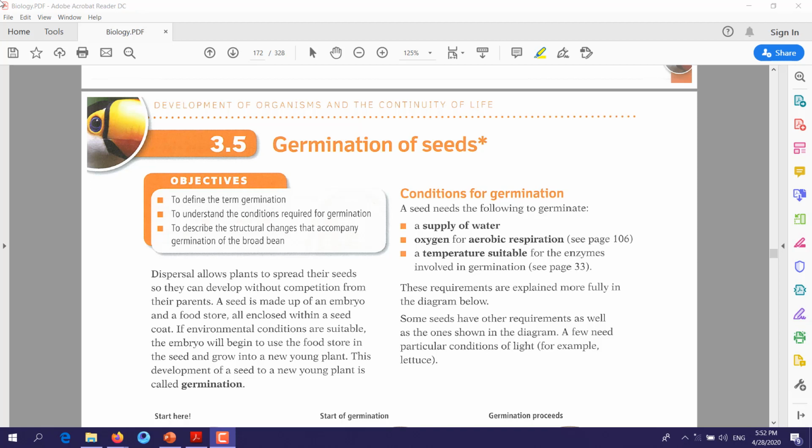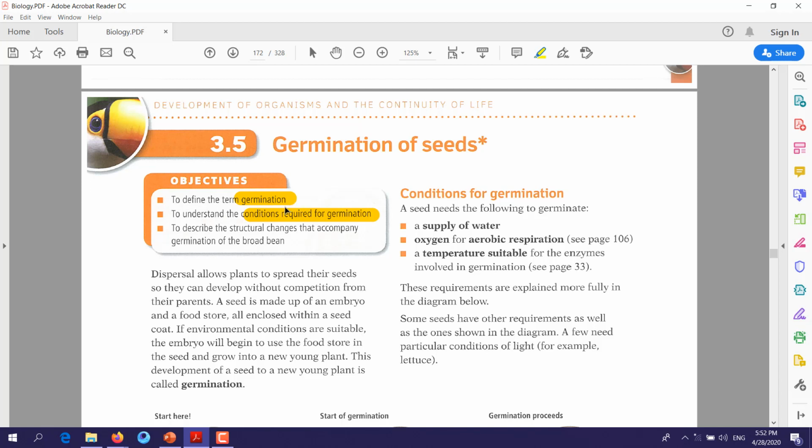So for our lesson we have some objectives. Firstly, you should be able to define the term germination. By the end of this lesson, you should know what germination is and be able to give a definition for germination. Second is to understand the conditions required for germination.